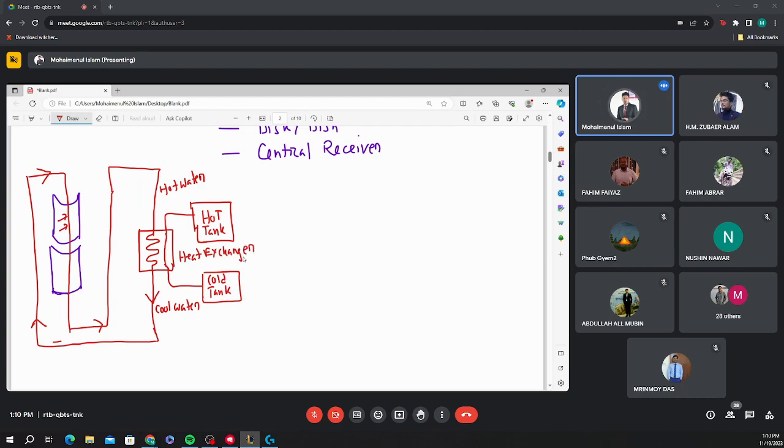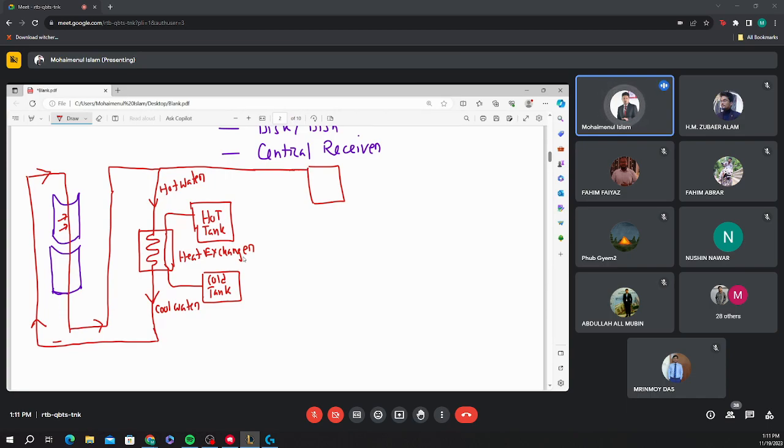Okay, then we can use that hot water also to produce our steam. So this hot water also can go to the main reheater. So this is our main reheater. So here it can be connected with our reheater.